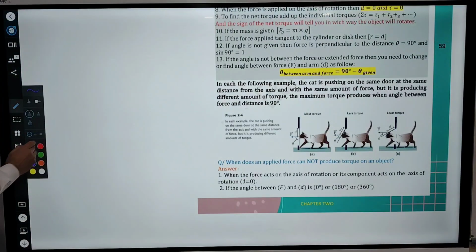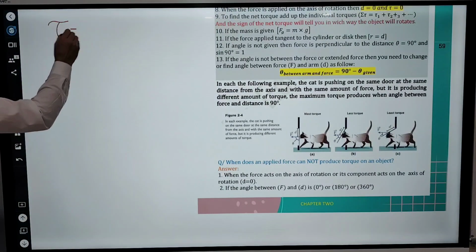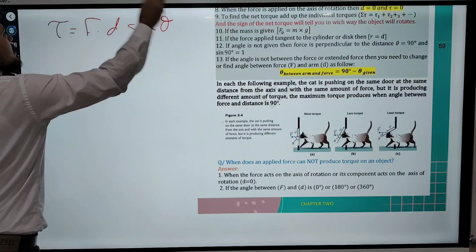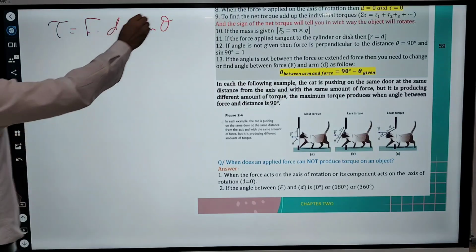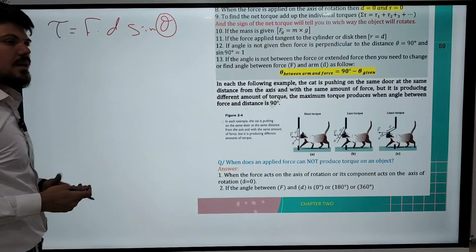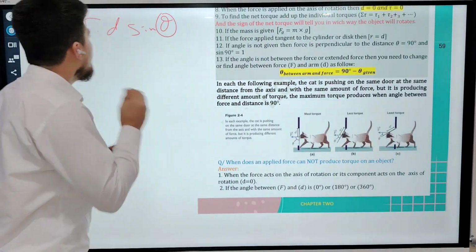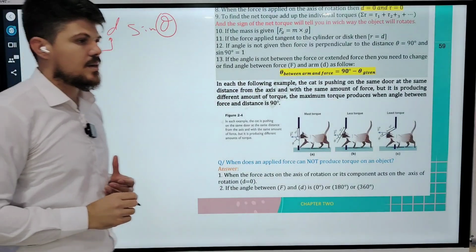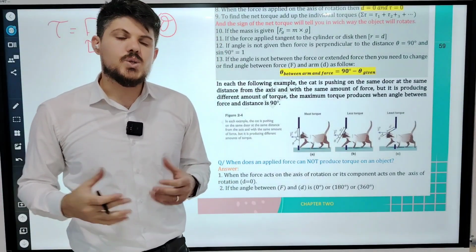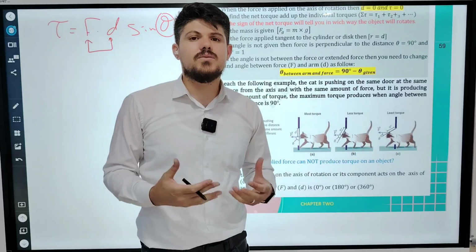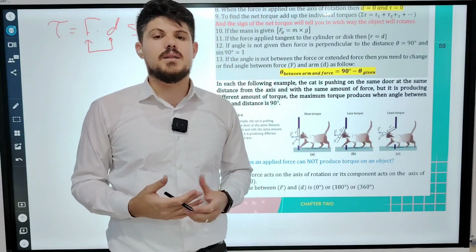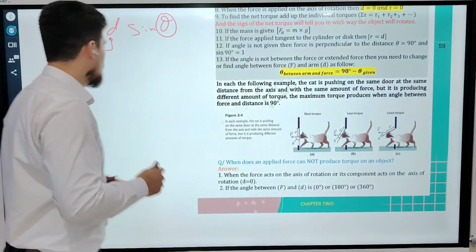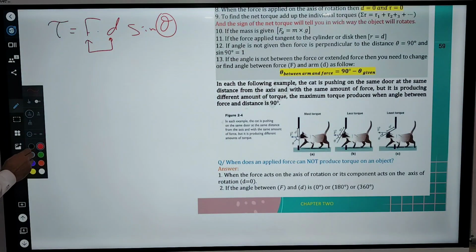Look, the equation of torque is force times distance times sine theta. What is this theta? This is the angle. Angle between what? The angle between force and distance. In the case when the angle is not given between the force and the distance, in that case you have to try to find the angle between force and distance. How? Look at this example.